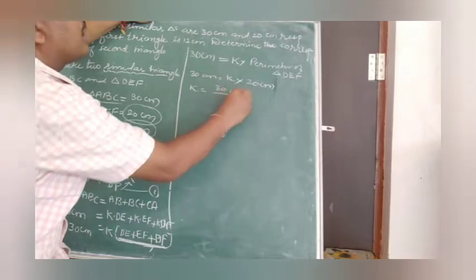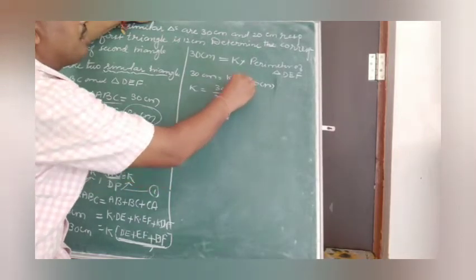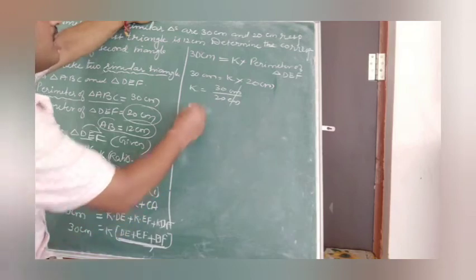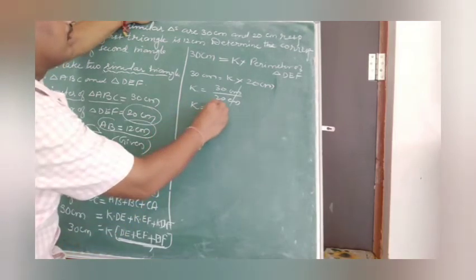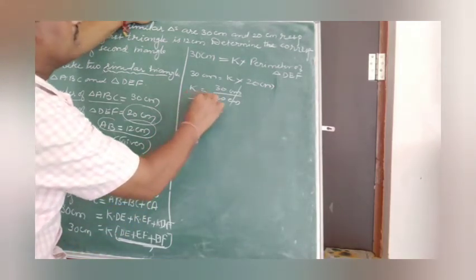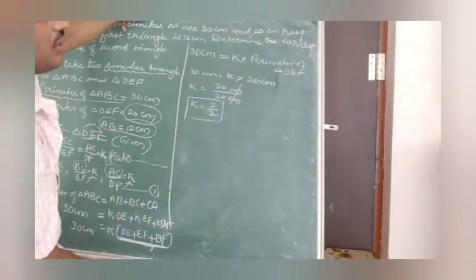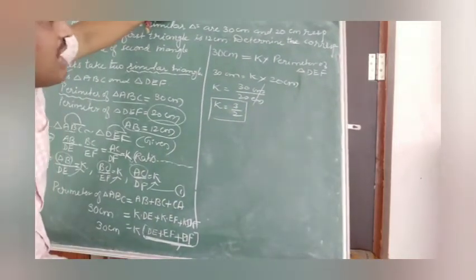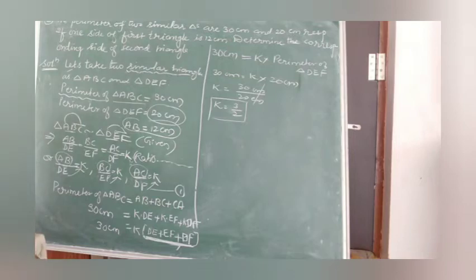So K is equal to how much, children? 30 centimeter upon 20 centimeter. Centimeter cancels. There is a 10 common. 10 threes are 30, 10 twos are 20. That is 3 by 2. That is the K value we found, children. Almost we are very close to our answer. Now we found the value of K.